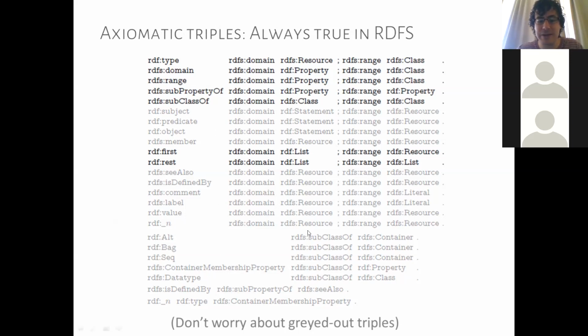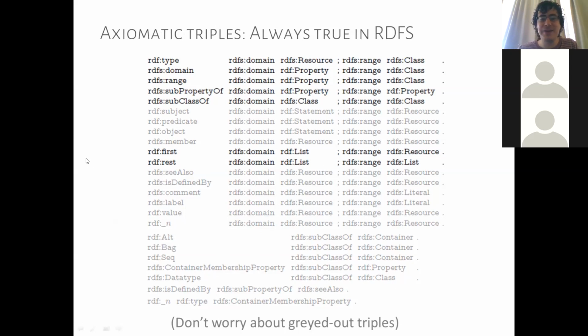So again, I've grayed out some triples that relate to features that are not so commonly used. We see also a definition for first and rest, which defines that their subjects and objects must be lists. So first rest connects a list to a sublist, so its domain and range would be list. And first connects a list to its first element, which makes its range a resource.